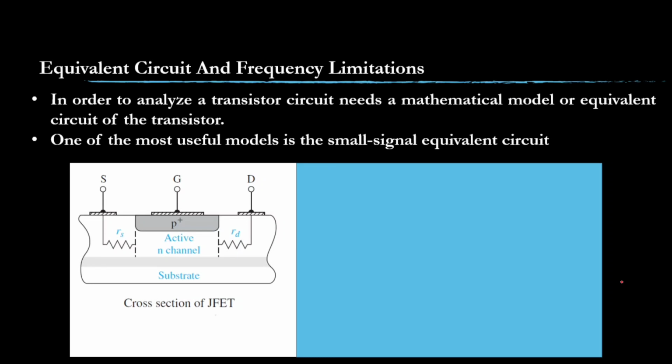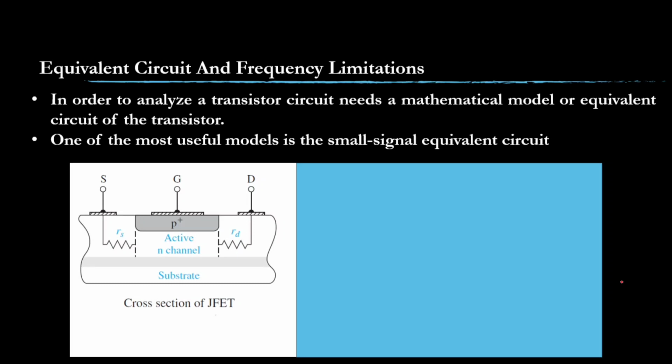Like our BJT, the JFET can also be used as an amplifier. If we have a mathematical model of the JFET in hand, it is very easy to analyze the working of amplification using this device. In order to analyze transistor circuits, we need a mathematical model or equivalent circuit of the transistor. One of the most useful models is the small signal equivalent circuit.